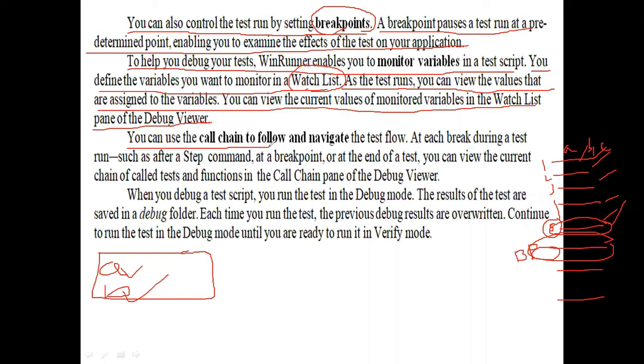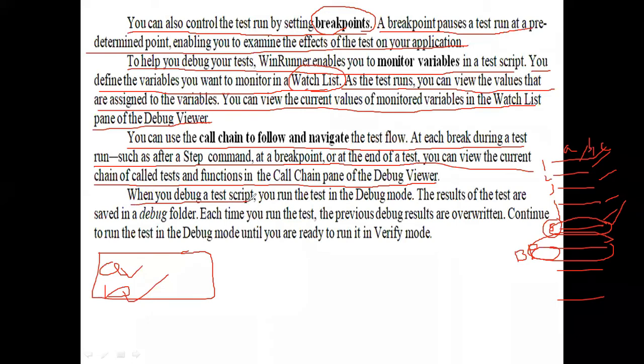You can use the call chain to follow and navigate the test flow at each break during a test run, such as after a step command, at a breakpoint, or at the end of the test. You can view the current chain of called tests and functions in the call chain pane of the debug viewer.